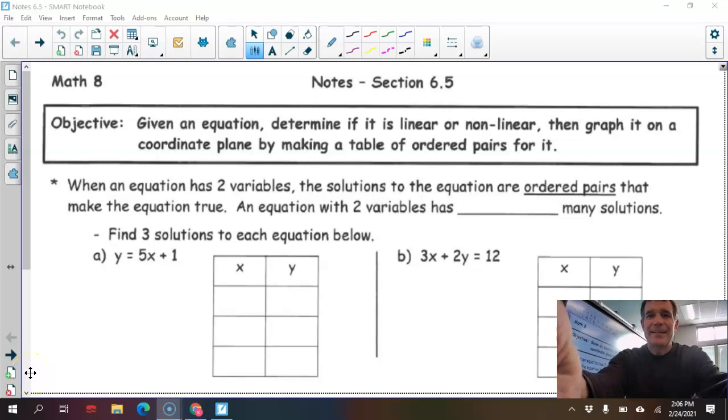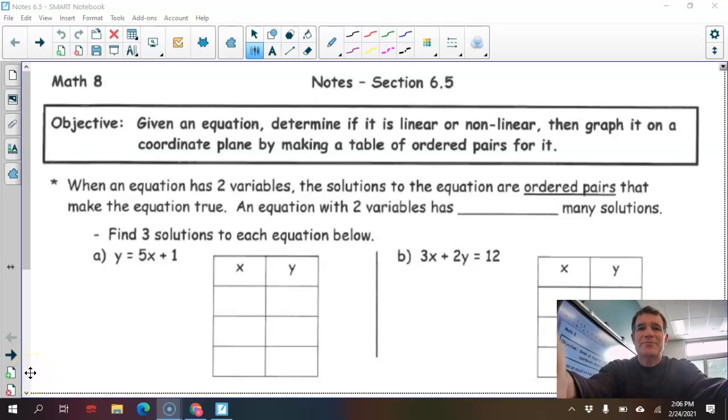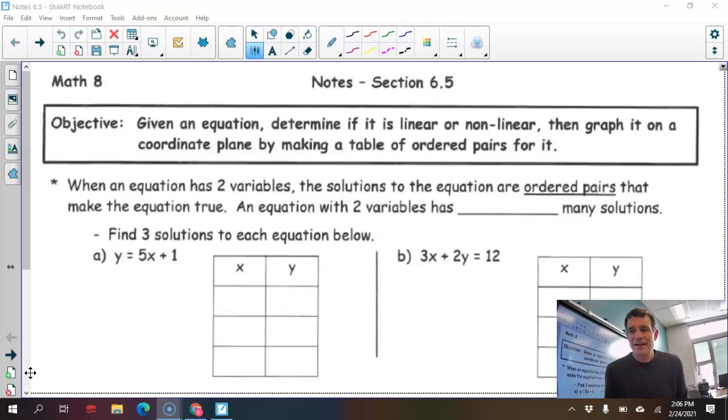Hey Math 8, welcome to Chapter 6, Section 5. I am doing these notes because I think I did them fast in class, or for people that are absent or what have you. So here we go. We're going to make a quick video of this section.